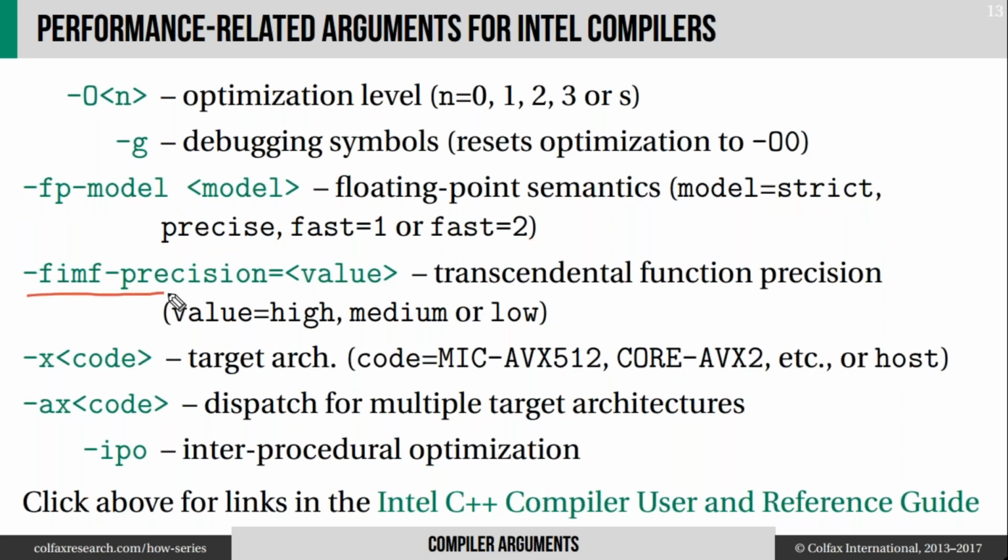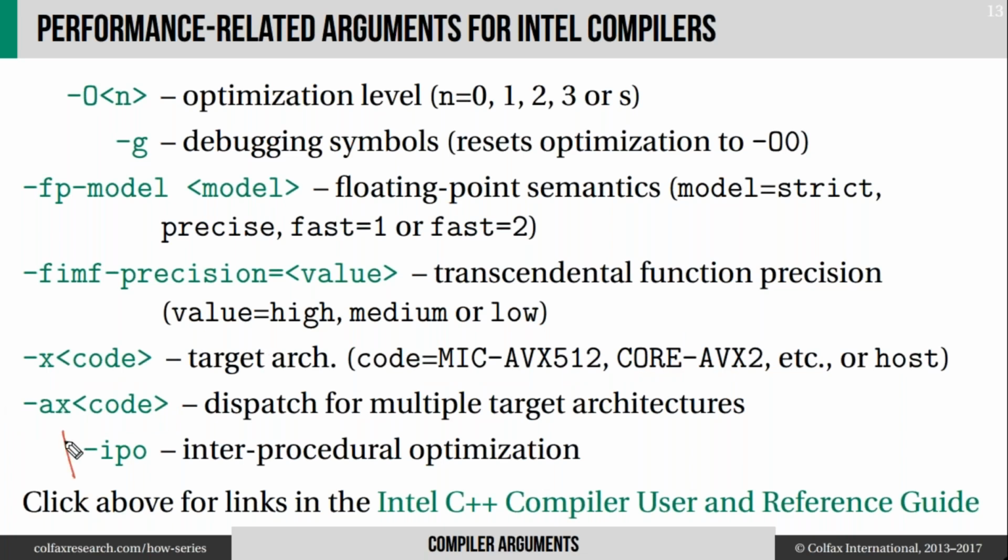-fimf-precision is an argument very much related to optimization. It sets the precision of transcendental functions in the Intel Math library. We also talked about -x followed by the code name of the architecture. We talked about it in session 3. It allows you to target a particular processor. And to do code dispatch for multiple architectures, you have -ax.